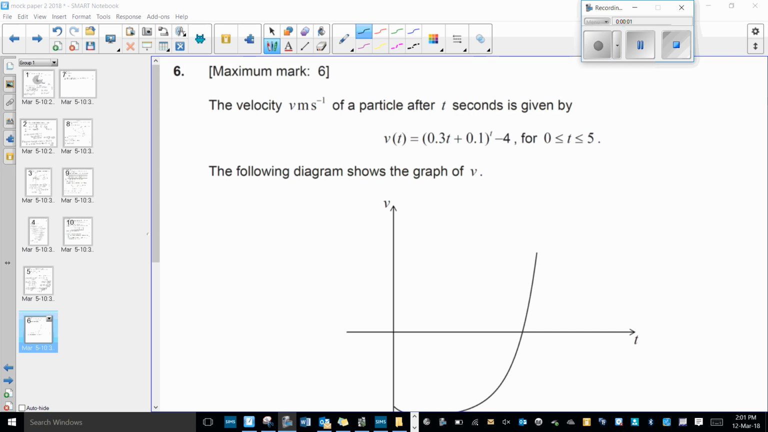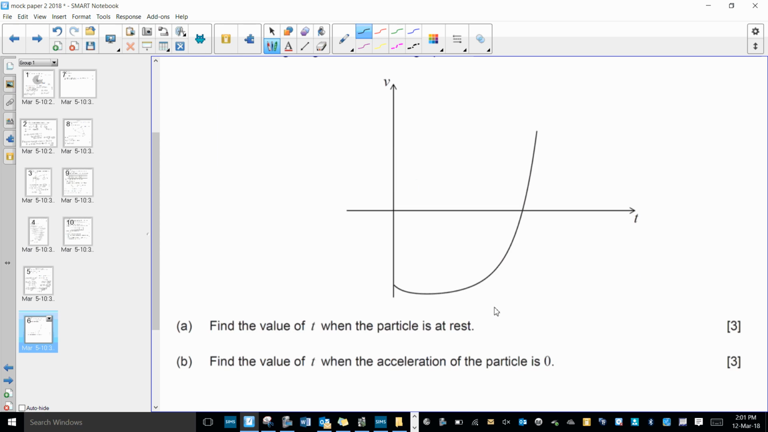We are on a kinematics question. So we've got an expression for velocity in terms of t, and we're trying to find, first of all, where the particle is at rest. So we know it's at rest, then the velocity is equal to 0. In other words, we're finding this place here. Easiest thing to do, seeing as we have graphing paper, is to graph it.